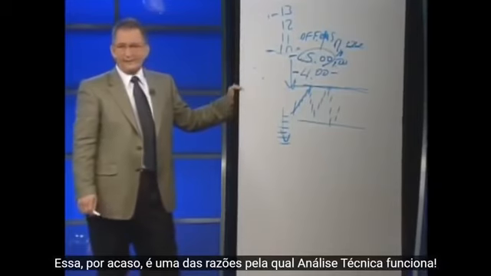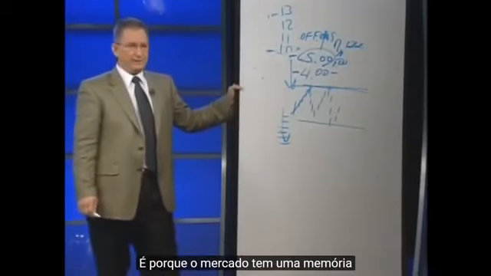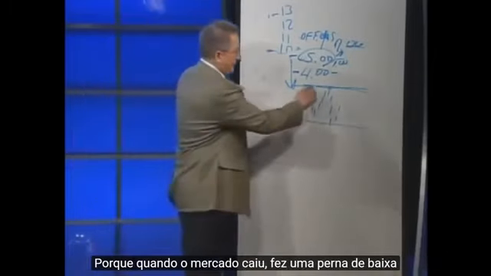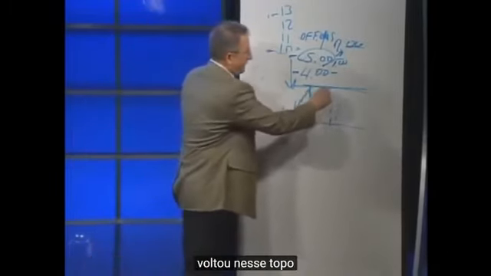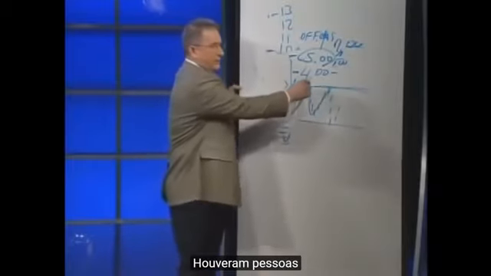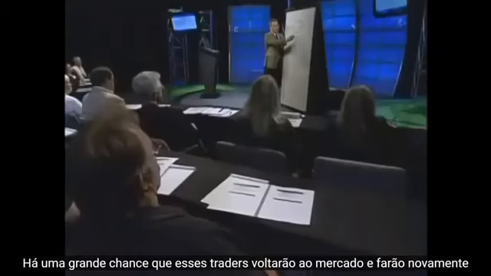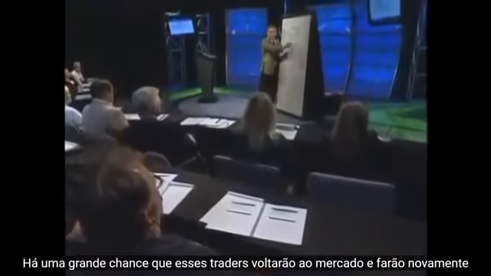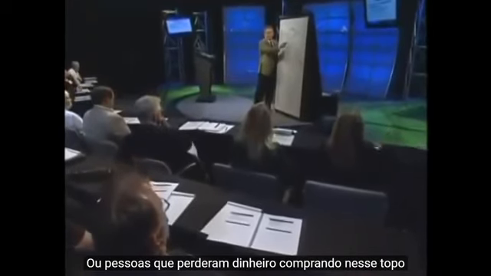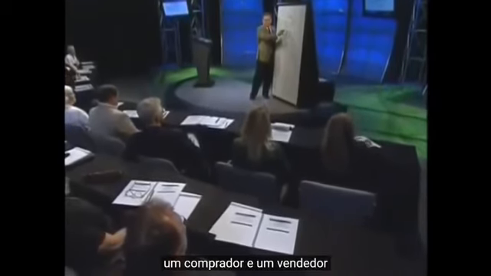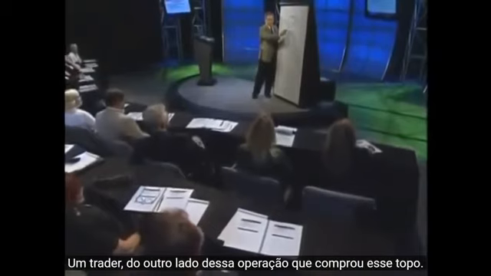This, by the way, is one of the reasons why technical analysis works: the market has a memory. Because when the market came back down, you formed a swing low, came back up to this high, there were people who made money by selling this high. There's a good chance those same traders are going to come back into the market and do it again. As well as there are people who lost money by buying that high. Because for every trade that was made up to this last price, there was a buyer and a seller. There was a trader on the other end of the trade that bought that high.